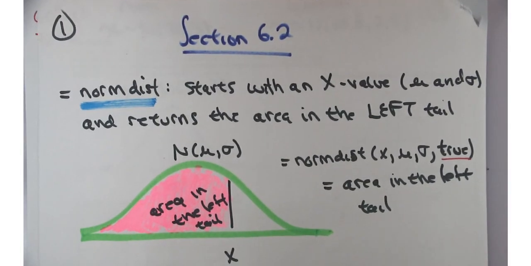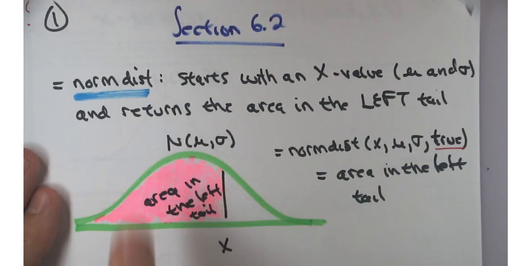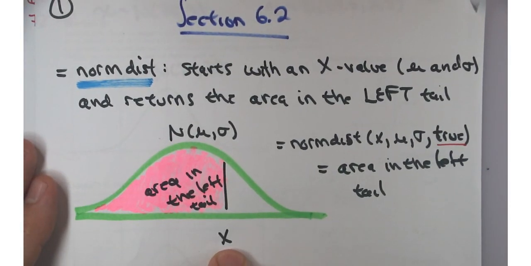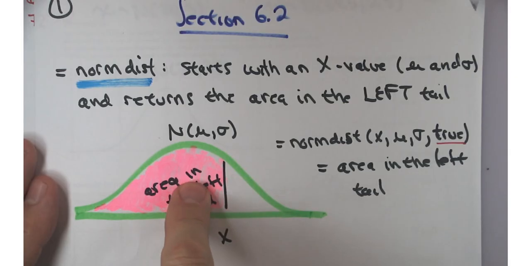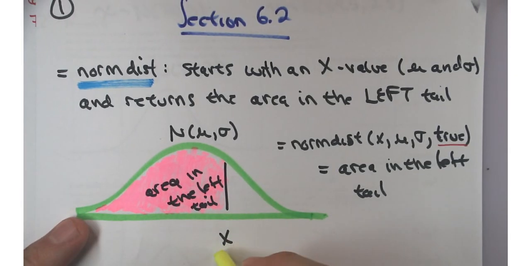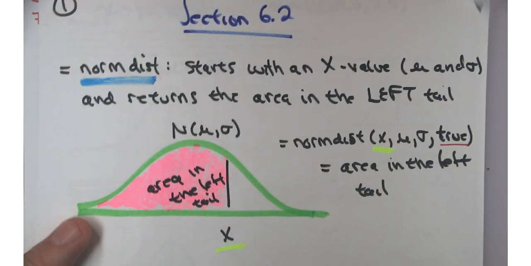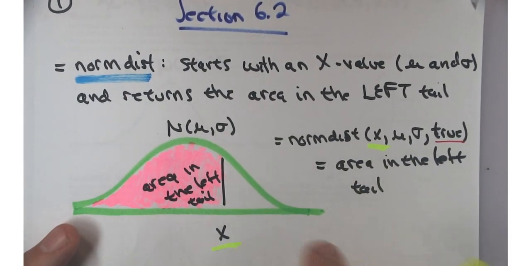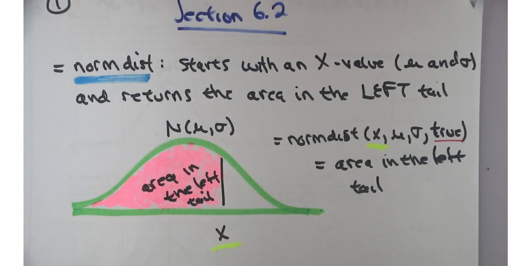Okay, so probably not a bad time to review the difference between norm inverse and norm distribution, right? Because I imagine that you got an error when you typed in that command, right? All right. So what does norm distribution do? It starts out with an x value and returns an area. So this is what you input right here. You start out with an x, you input that there, and then you end up with the area in the left tail. That's going to be your output.